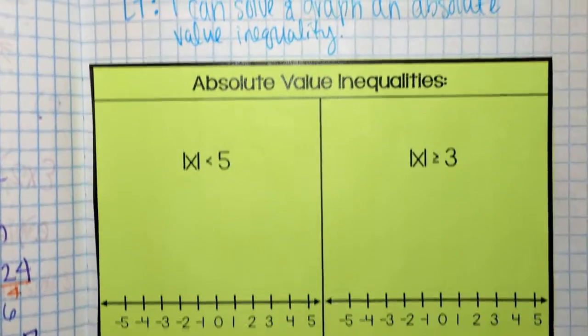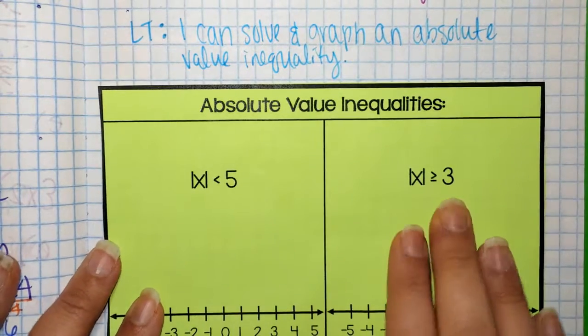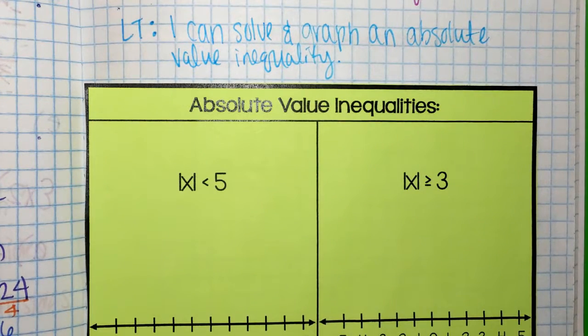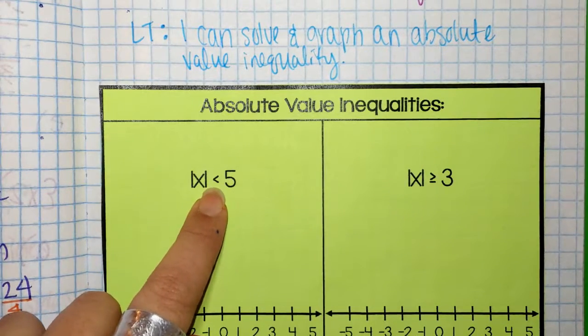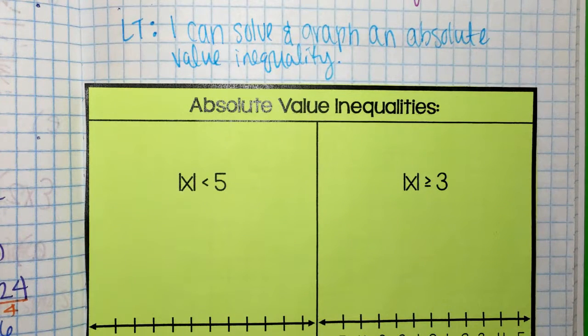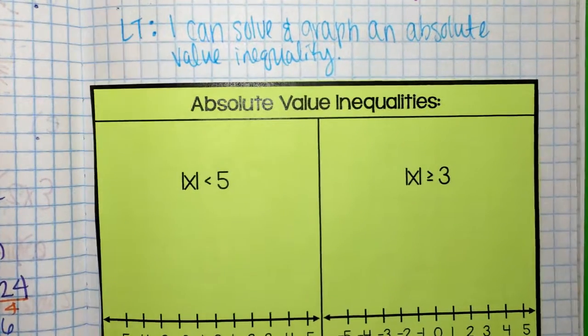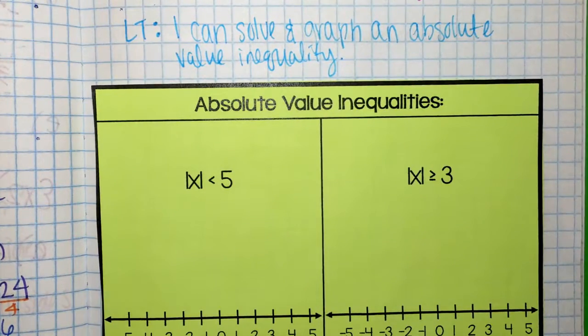Alright, so absolute value inequalities are the same. We are still going to have two answers. We are still going to have a positive and a negative. But this time, we're going to have an inequality sign. So our graph's going to look a little bit different. Are you guys ready? No? Okay. He wasn't ready.